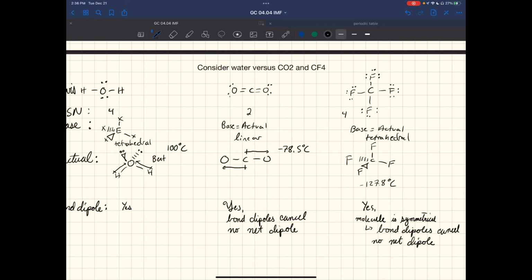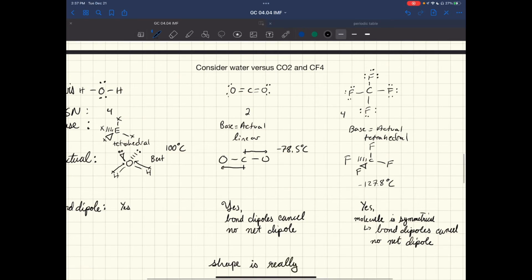Okay, so because these two have no net dipole, they can't dipole-dipole. So really, water is the only one that can dipole-dipole. So it's going to have the strongest intermolecular forces because it can dipole-dipole, whereas the other two can't because they don't have a net dipole, which means that shape is really important.